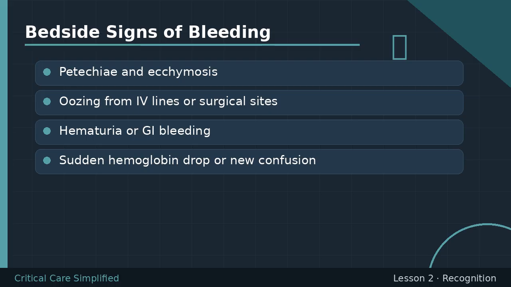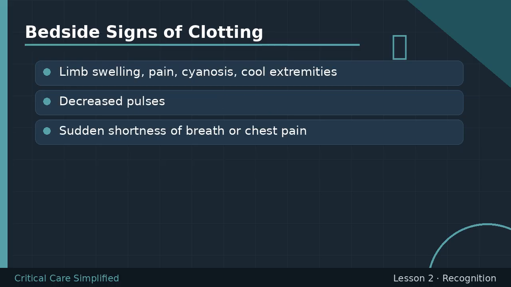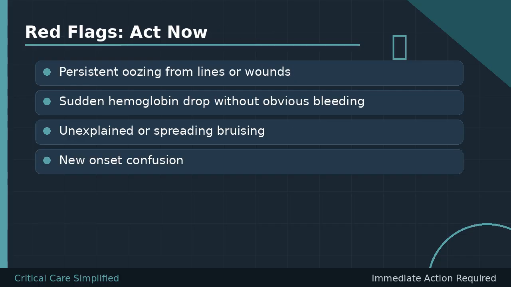Now let's move to recognition. At the bedside, look for signs of bleeding: petechiae, ecchymosis, oozing from IV lines or surgical sites, hematuria, gastrointestinal bleeding, sudden drops in hemoglobin, or new confusion that may suggest internal bleeding. Also, watch for signs of clotting: limb swelling, pain, cyanosis, cool extremities, decreased pulses, sudden shortness of breath, and chest pain may indicate deep vein thrombosis, pulmonary embolism, or impaired perfusion.